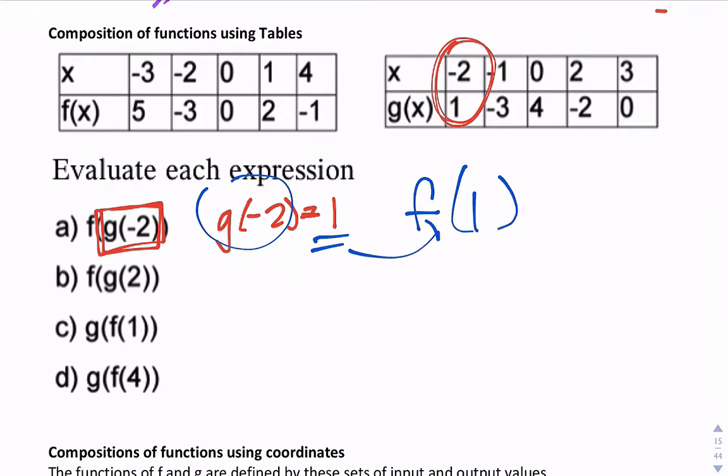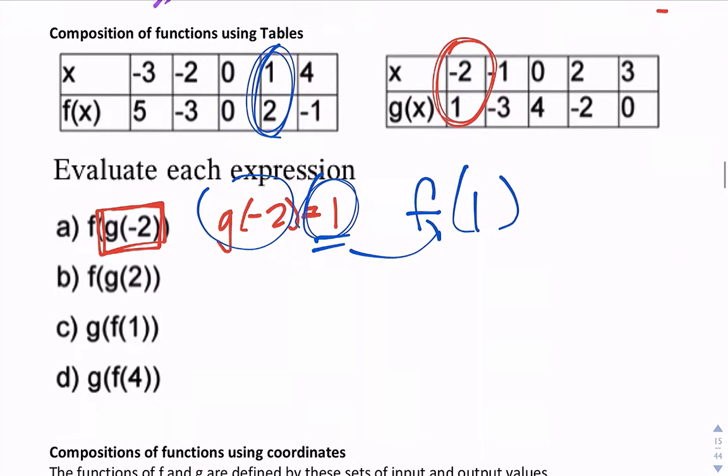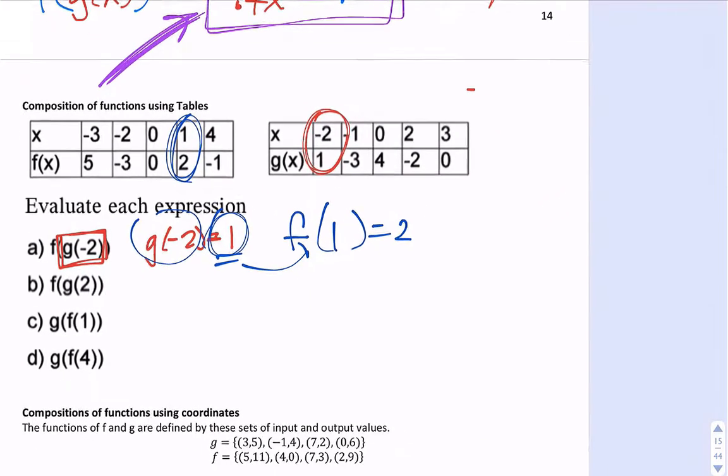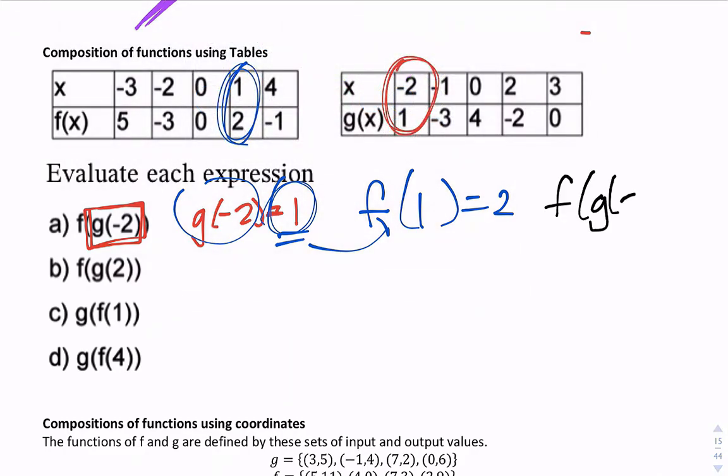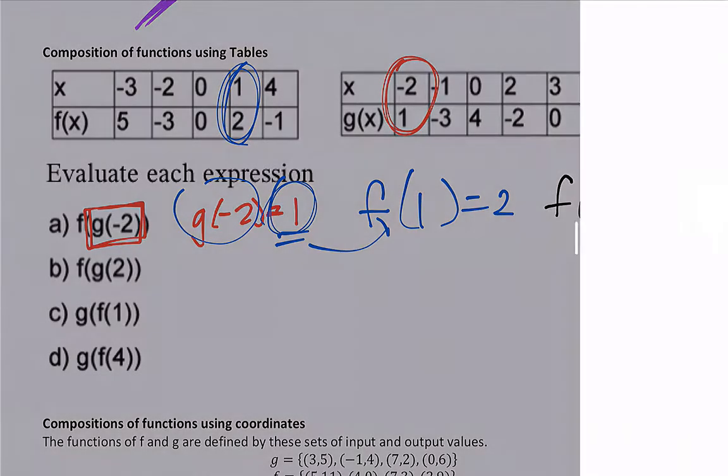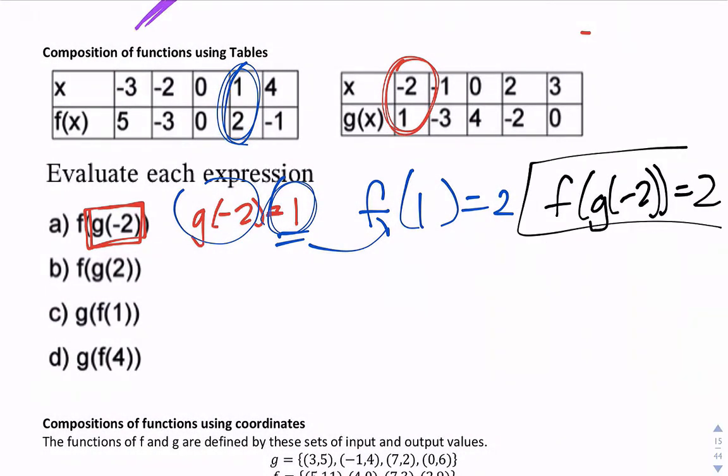Okay, so we use one answer, which was the 1, as the input to our next expression, and we're going to solve that. So now find f of 1, and that is 2. So our final answer, we say f of g of negative 2 equals 2. So it's using one answer to find the next answer. All right, let's do the next one.